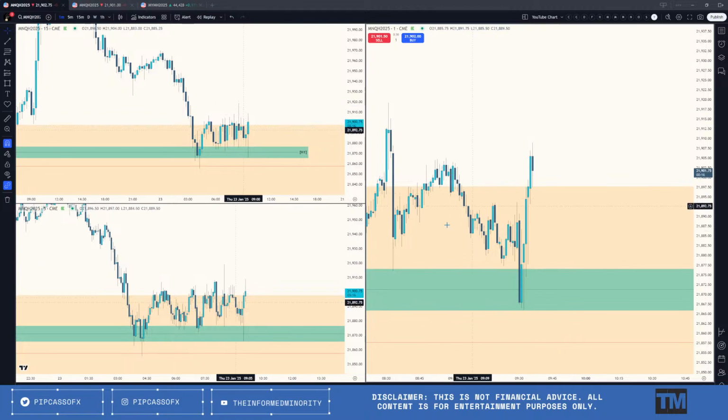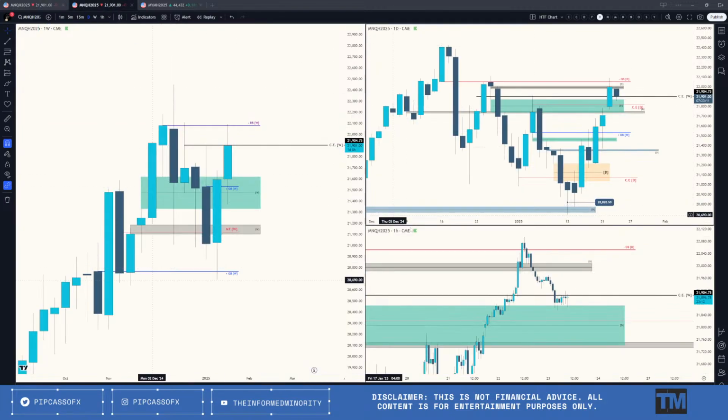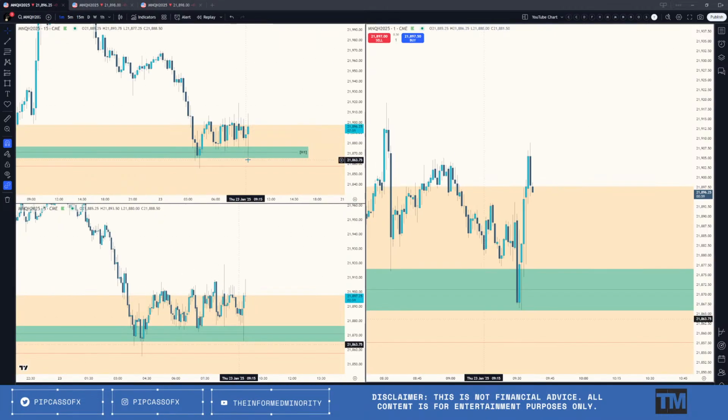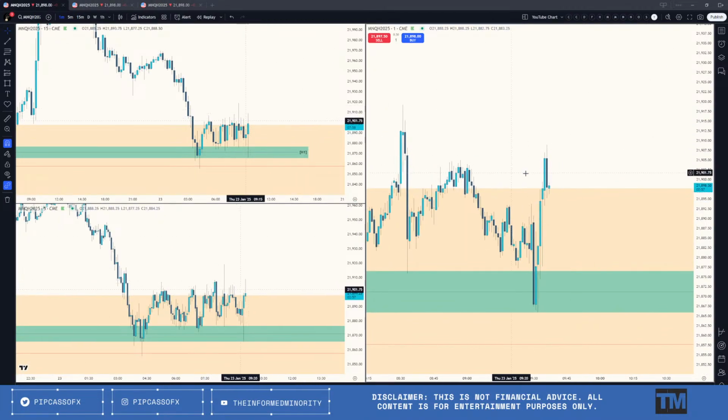I do like how we had the SMT here as well. So let's go back and look at this chart. How this one took out this low and this one did not. So we have SMT right here. That's something I do like a lot. And if we can create a fair value gap above this, I would be more willing to take this trade.